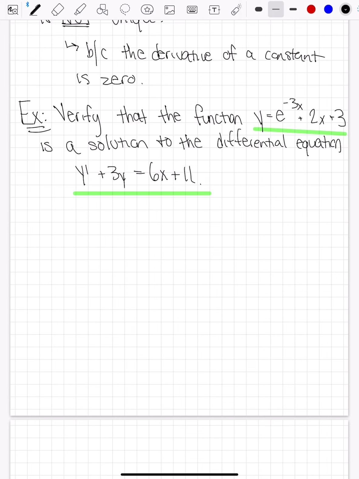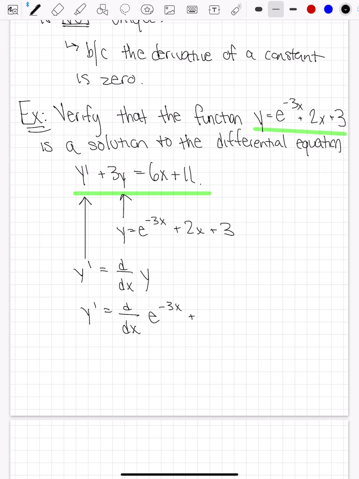So we know that in this function we see y, which we know is e to the negative 3x plus 2x plus 3, so that's what we would plug in there. But here we have to find y prime. So y prime, remember, is the derivative of y. So we have to find the derivative of e to the negative 3x plus 2x plus 3.